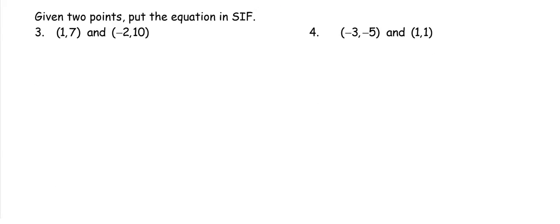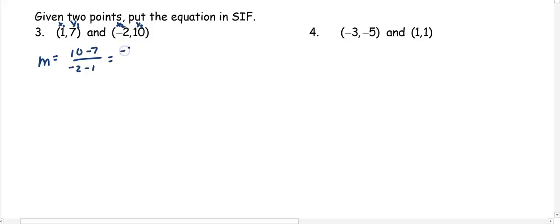So given 2 points, put the equation in slope-intercept form. So first I'm going to find my point, my slope. So I have x1, y1, x2, and y2. So I have 10 minus 7 over negative 2 minus 1, which reduces to 3 over negative 3, which reduces to negative 1.